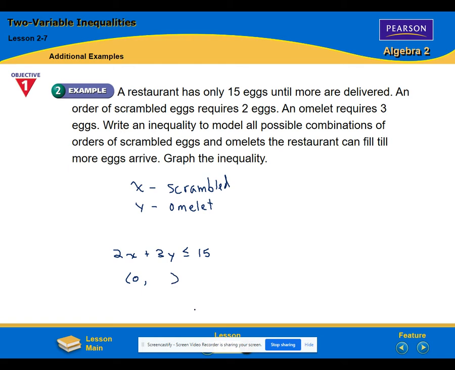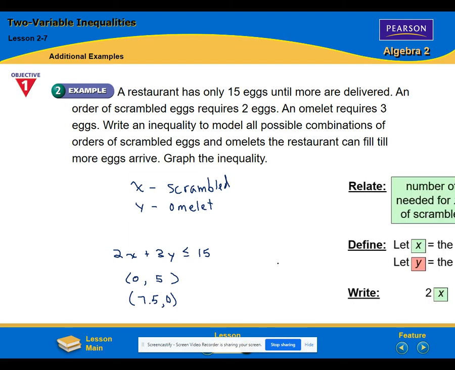Plug a 0 in for X and see what Y is. Plug a 0 in for Y and see what X is. If you plug a 0 in for X, this is gone. You just divide both sides by 3, there's 5, okay? So basically what that's saying is if we sell nothing but omelets, we can sell 5 before we're out of eggs. If I plug a 0 in for Y, you're going to get a 7.5 here, okay? So if we sell nothing but scrambled, we can basically do 7, and then we have 1 egg left over, okay? Now, what is that?